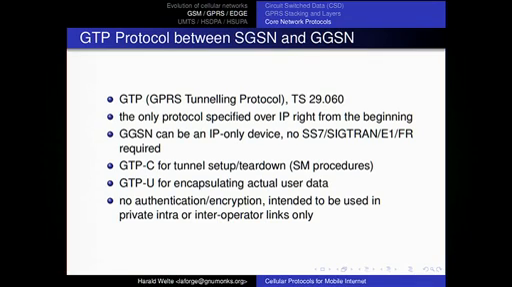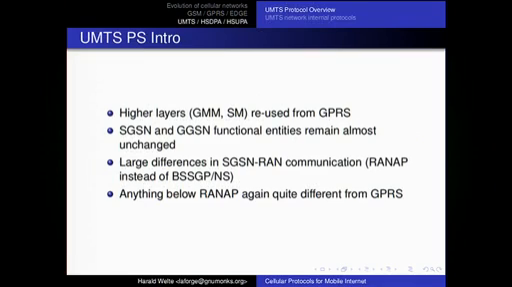GTPC, the control side, is used for this tunnel setup and teardown, and the user plane GTPU for actual user data. On this interface, there's no authentication, no encryption, because it's only intended to be used in intranets or inter-operator links that are private anyway. So might not always be the case, but at least that's how it was intended to be used. Okay, so far for GPRS.